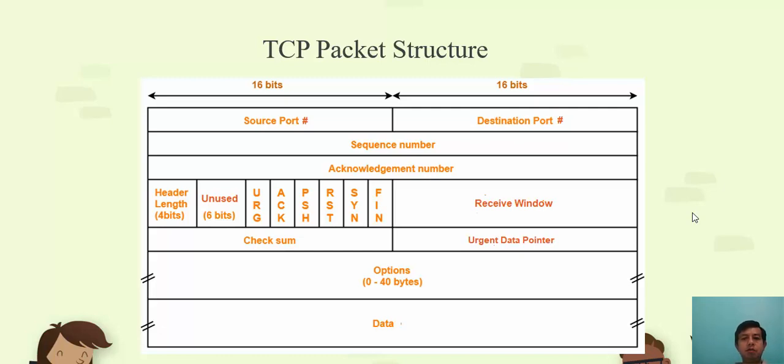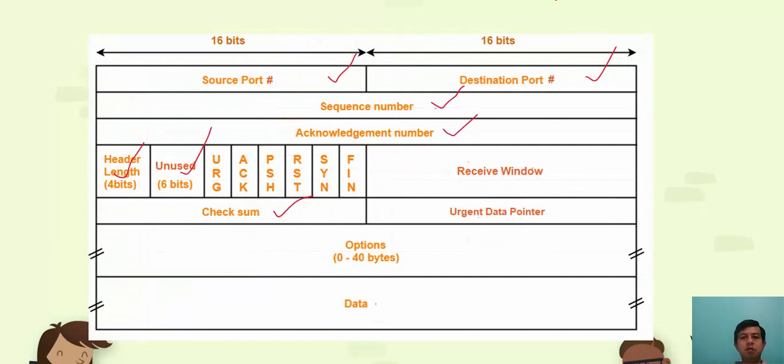certain fields. If you remember, we discussed about source port, destination port, header length, checksum, and very specifically we discussed about sequence number and acknowledgement number. We saw how TCP utilizes these two fields, sequence number and acknowledgement number, in its reliable data transfer service. Today we'll discuss about these 6 fields.